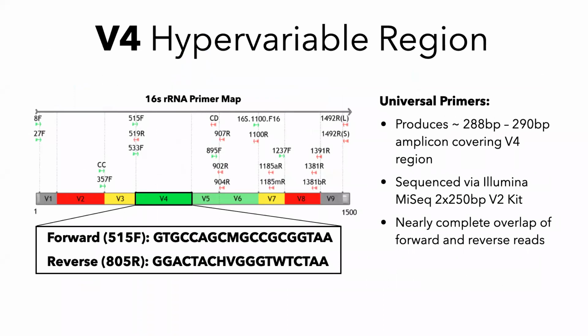So here is that hypervariable region. You can see that this is the specific way to actually amplify using PCR. You have a specific primer for the forward and for the reverse strand of that sequencing.